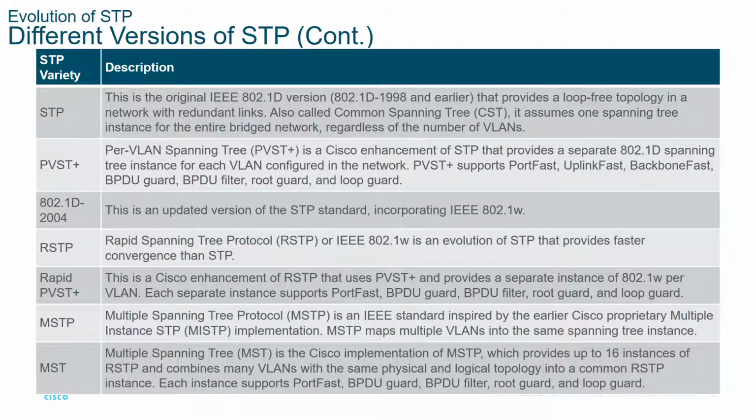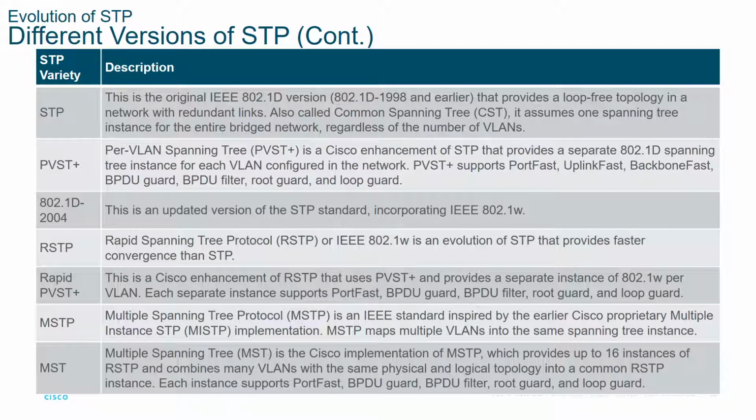PVST plus supports PortFast, UplinkFast, BackboneFast, BPDU guard, BPDU filter, root guard, and loop guard. Okay, so this is how Cisco have kind of made their money, to be honest, in being one of the top network device and protocol providers. So they enhanced the spanning tree protocol to add in all this extra security stuff, and also to make it per VLAN, which was a real leap forward.